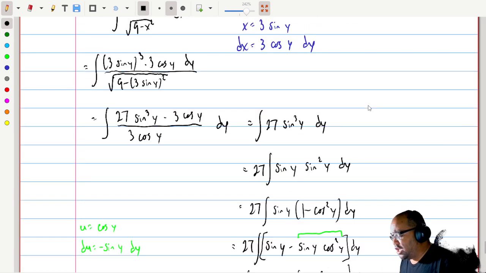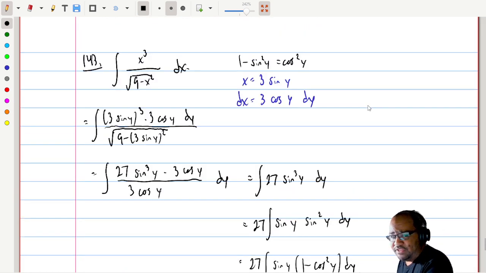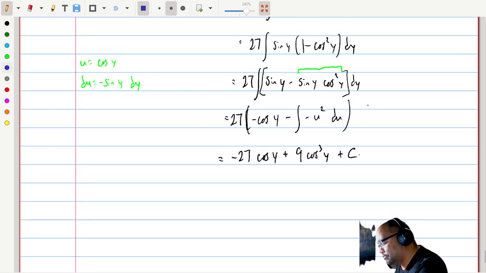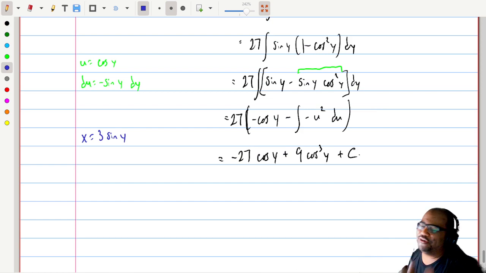And so now I just need the cosine. And thankfully I can use my reference triangle again. So with x equals 3 sine of y. Oh yes, this part.